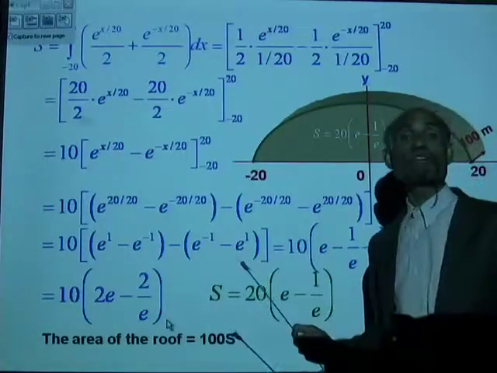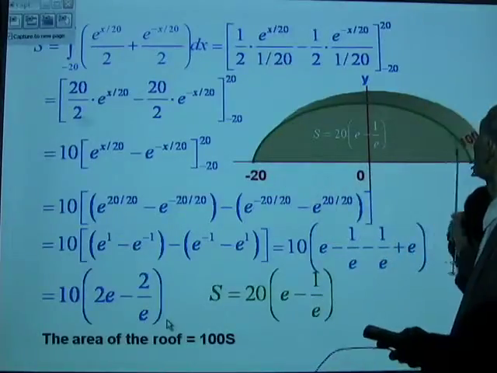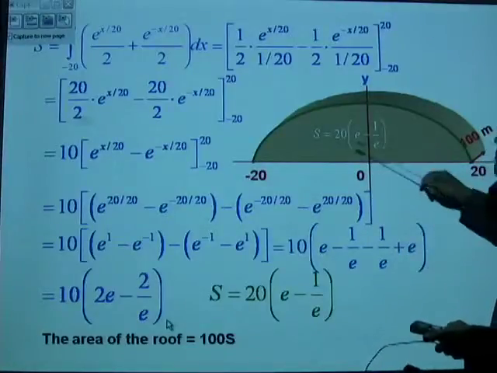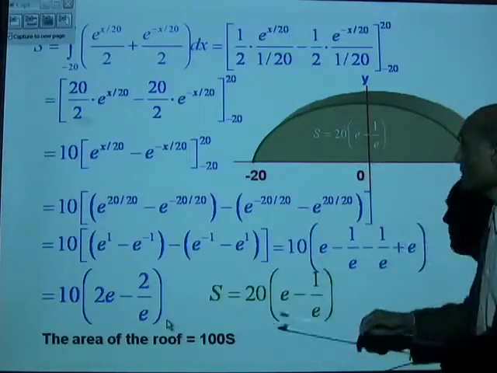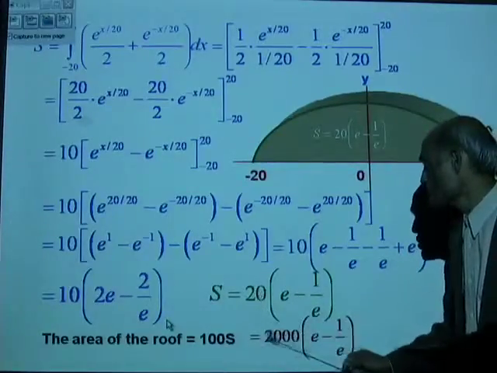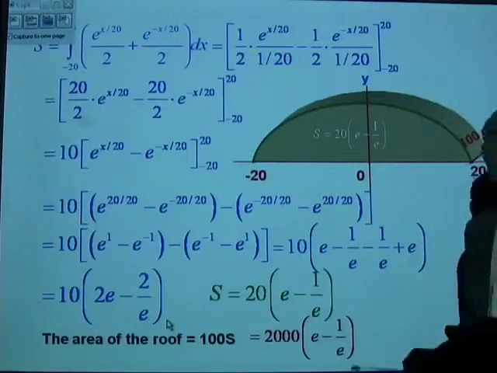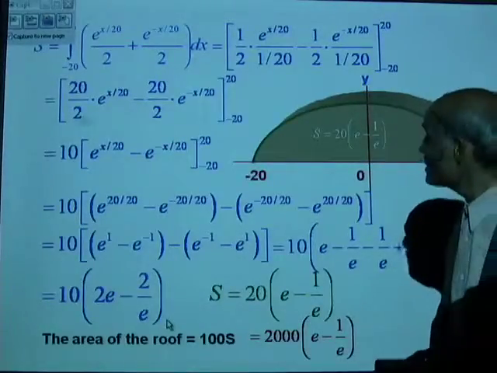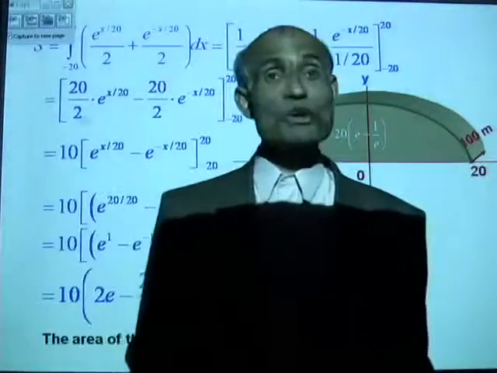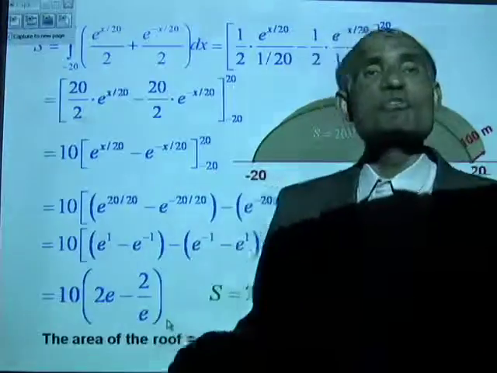And if you want to find the area of the roof, it will be the length of the catenary, which is 20 times e minus 1 over e, multiplied by the length of the roof, which is 100. So that will be 20 times 100, which is 2000 times e minus 1 over e. And that is the area of the roof. Now this has been a very good problem, actually. I want you to practice this and see whether you can do this on your own.